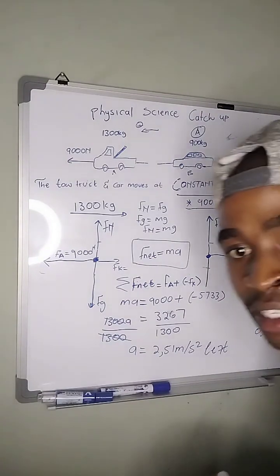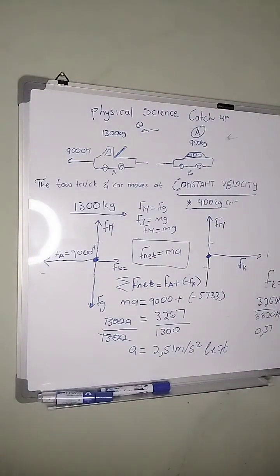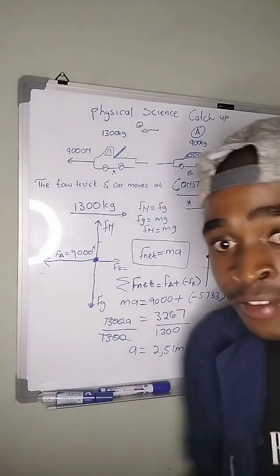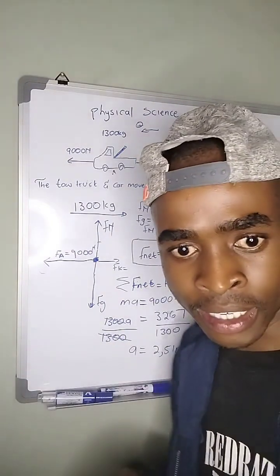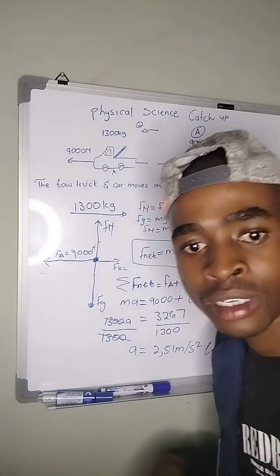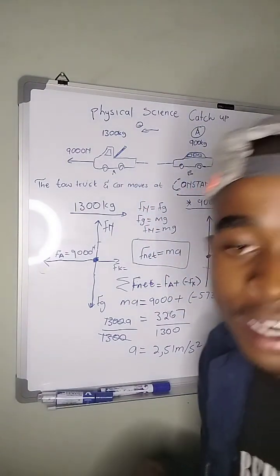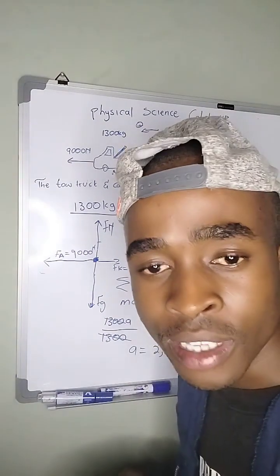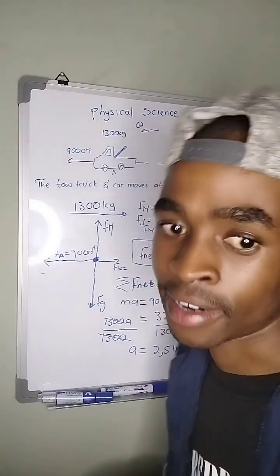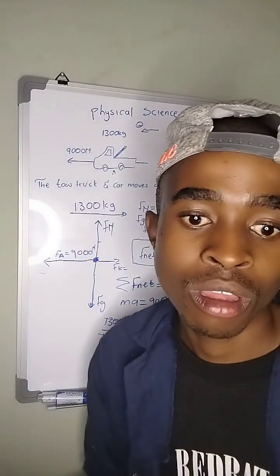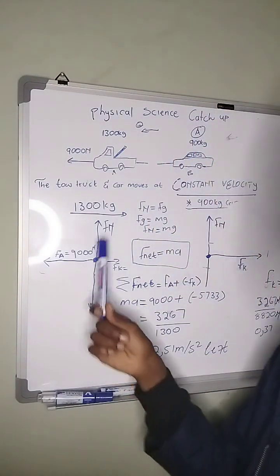Now it is complete, because the vector quantity is the quantity that has magnitude and direction. And this is a 2D.